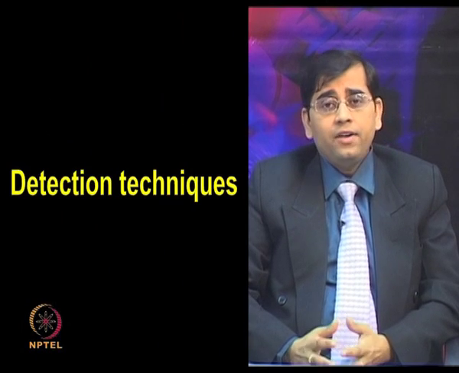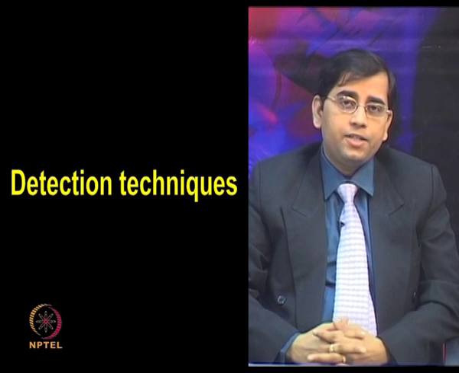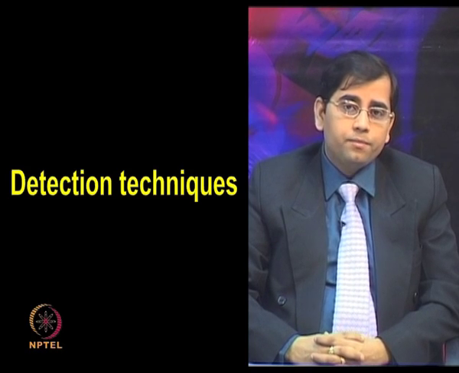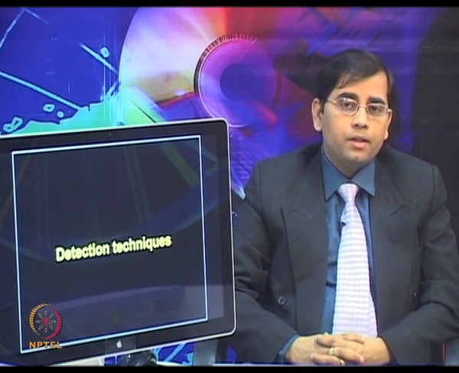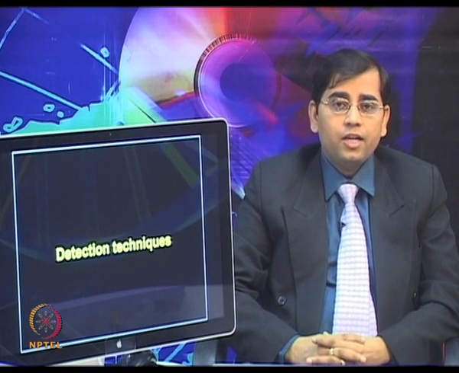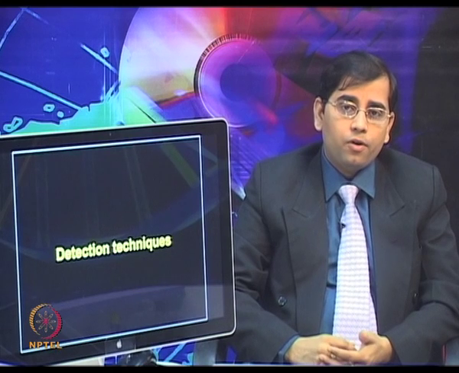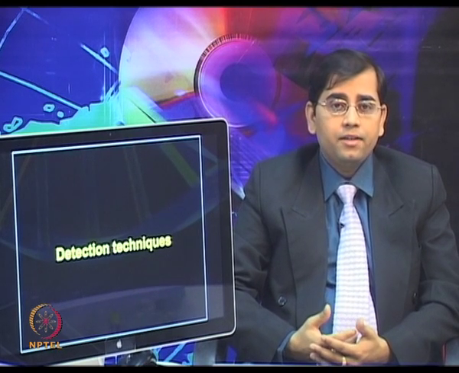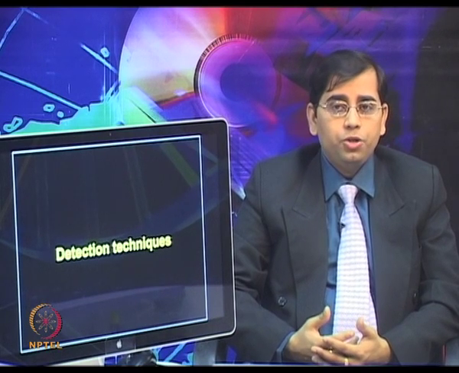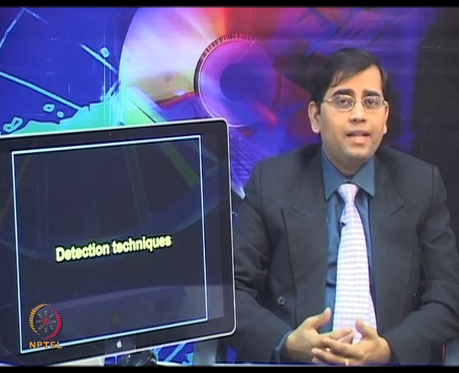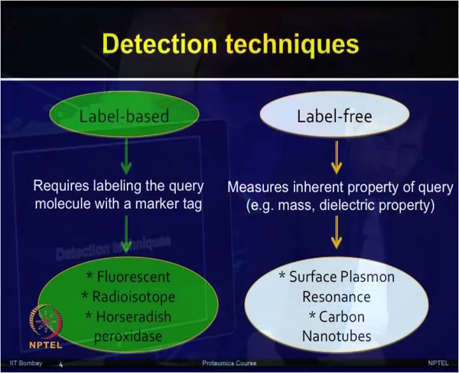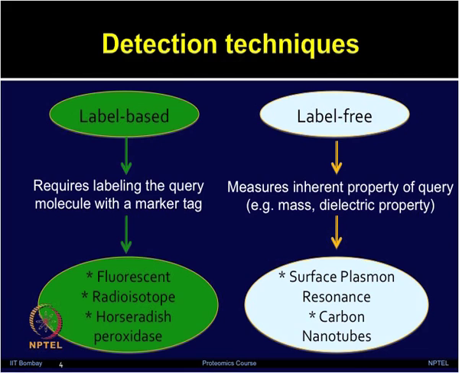So, let us first talk about detection techniques. There are several conventional label-based detection techniques which employ fluorescence, chemiluminescence and radioactive isotopes. They are in practice, but researchers are now exploring methods for label-free analysis to eliminate the interference due to the tagging molecules and reduce the complexity of assays. There are two different types of detection techniques. Broadly, we can classify them as label-based and label-free.